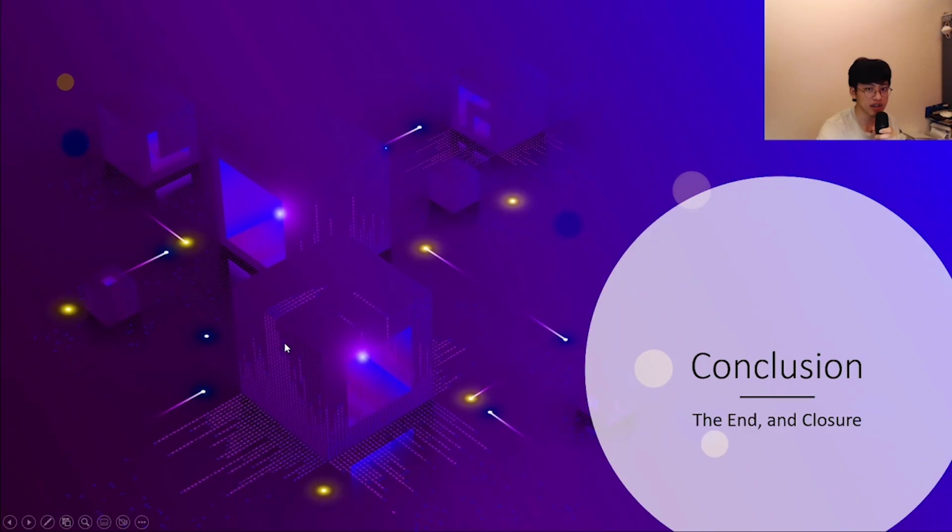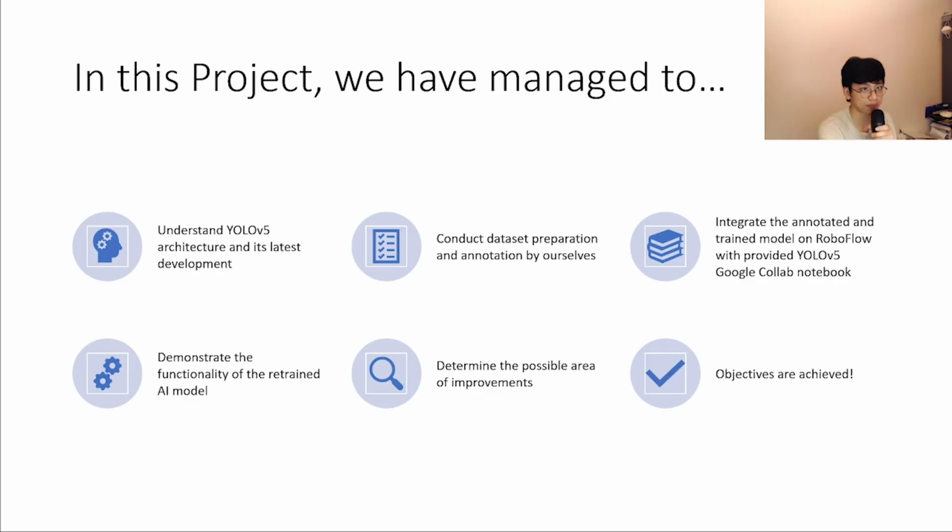Now, we have come to the end. Let's talk about the conclusion of our project. So in this project, we have managed to understand YOLOv5 architecture and its latest development. Then we conducted dataset preparation and annotation by ourselves, after which we integrated the annotated and trained model on Roboflow with the provided YOLOv5 Google Colab notebook. Fourthly, we have demonstrated the functionality of the retrained AI model. Last but not least, we have determined the possible areas of improvement of our retrained AI model. Therefore, the objective of our project has been achieved.